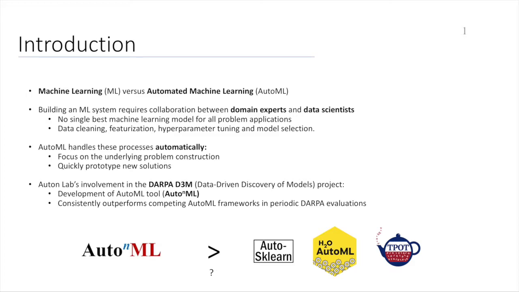Automated machine learning, AutoML, however, handles these processes automatically, assembling the optimal pipeline, or sequence of primitive algorithms and machine learning steps, to transform the input data into target values. This enables domain experts and data scientists to focus on the underlying problem construction and quickly prototype solutions to new problems.